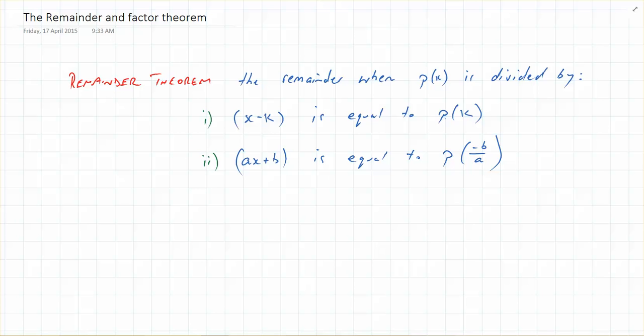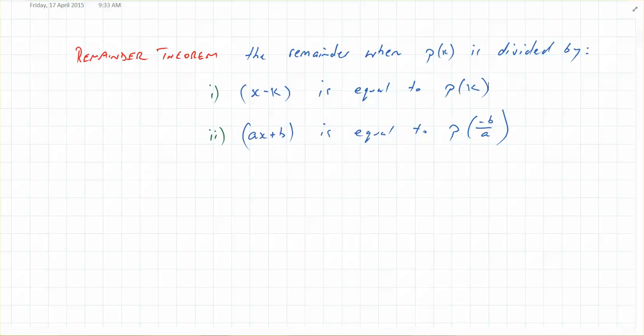If we divide by x minus 2, we sub in 2. If we divide by x plus 2, we sub minus 2, the opposite sign, into the polynomial. Okay, so we find the remainder that way, and we've done plenty of examples on that. Now if the remainder happens to be 0, then we have a factor.